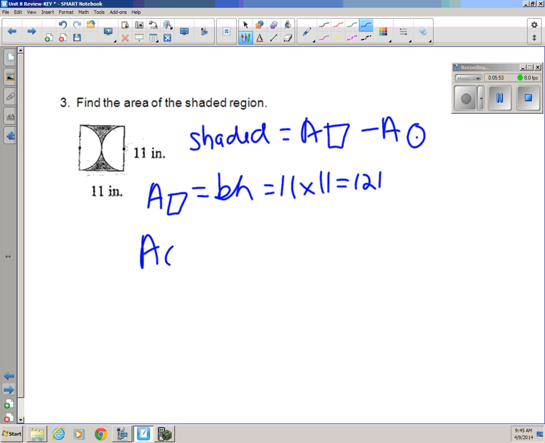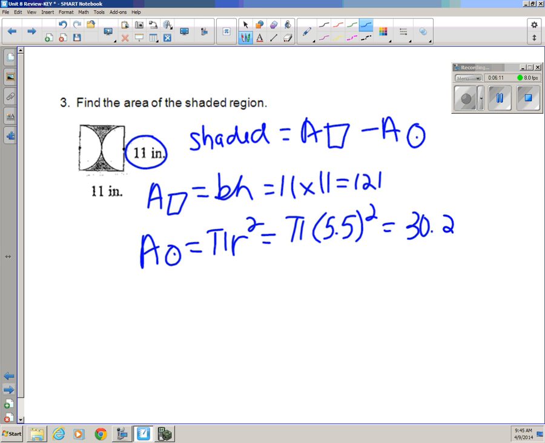The area of a circle is pi r squared. So diameter happens to be 11, so your radius then is going to be 5.5. So it's pi times 5.5 squared. This comes out to be 30.25 pi. It's not asking you for it, but let's round to the nearest hundredth.